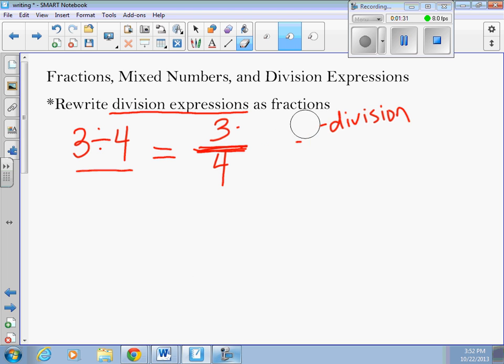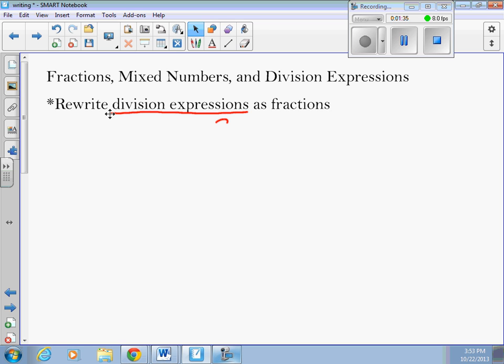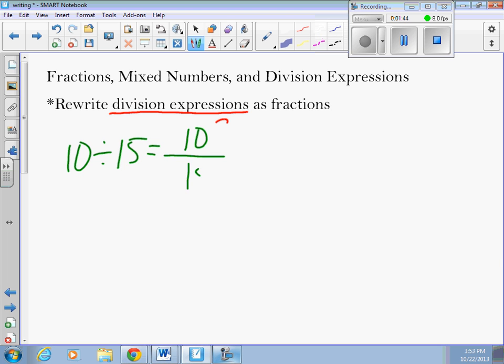Sometimes we get division expressions that we need to simplify. For example, maybe we would have 10 divided by 15. We rewrite this as a fraction, 10 over 15. But you might recognize that 10/15 is not in simplest form. In order to simplify a fraction, we think of a number that goes into the top, the numerator, and the bottom, denominator. The same number that 10 and 15 would be divisible by, and we come up with an equivalent fraction.